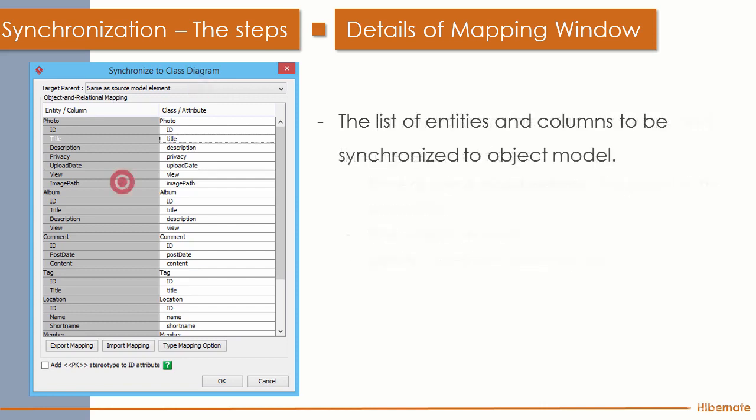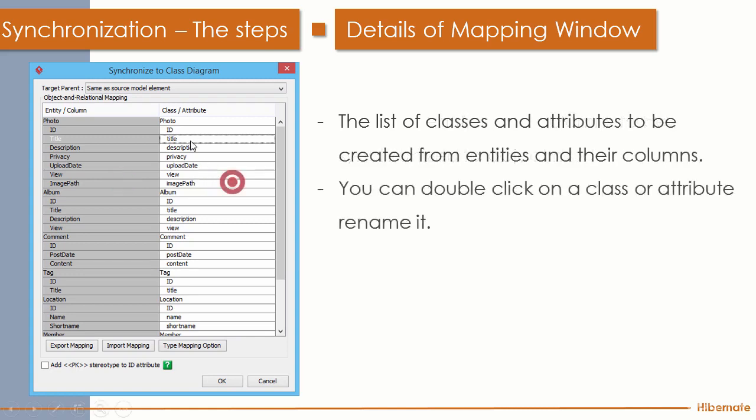So you can specify that. The next option is a list of entities and columns that will be synchronized. On the left hand side are the table and column names. You see Photo has an ID, title, description, etc. On the right hand side are the classes we will generate, and the attributes. You can double click to change, say, I don't want to generate title as an attribute; I want to generate something else. You can say photoTitle in the attribute. The name you put here will directly impact the generated code. If you set it to photoTitle, then when you generate the Java code, you will have setPhotoTitle rather than setTitle. So use it with care.